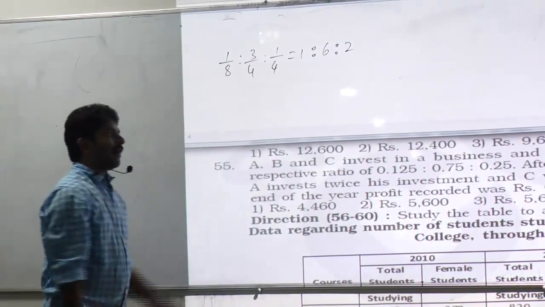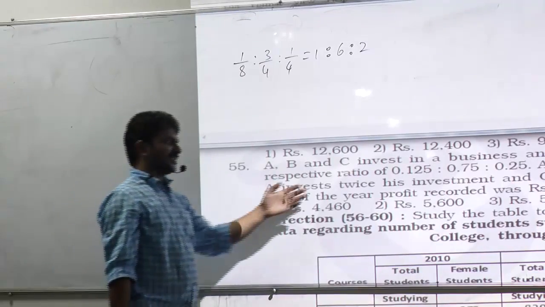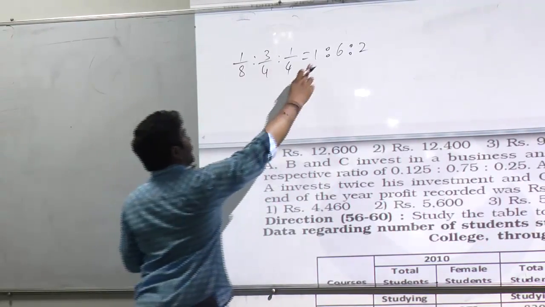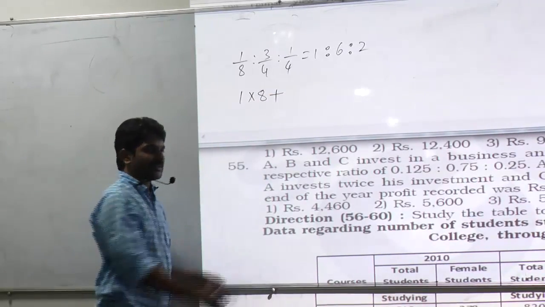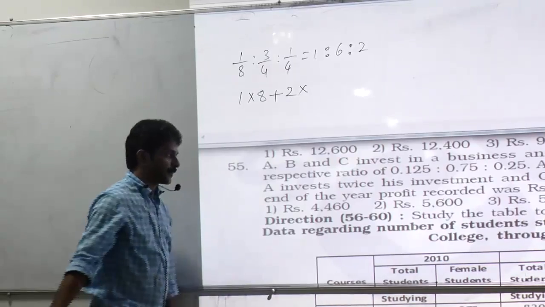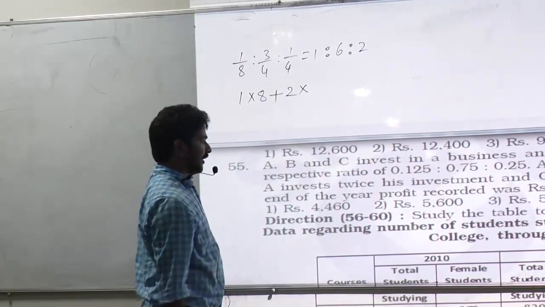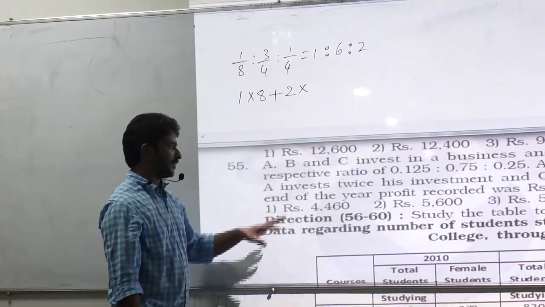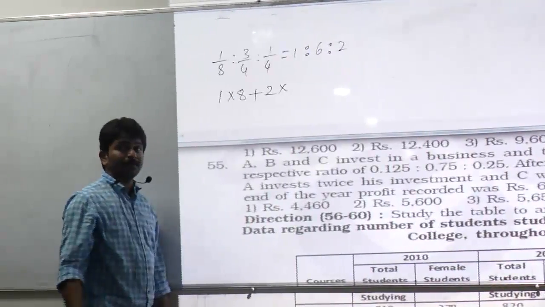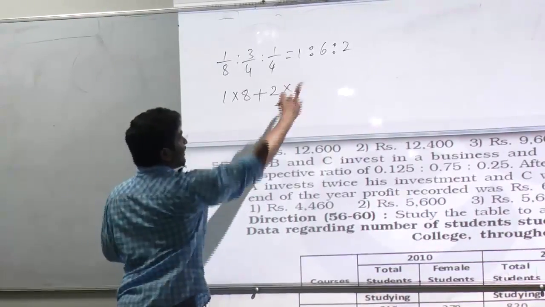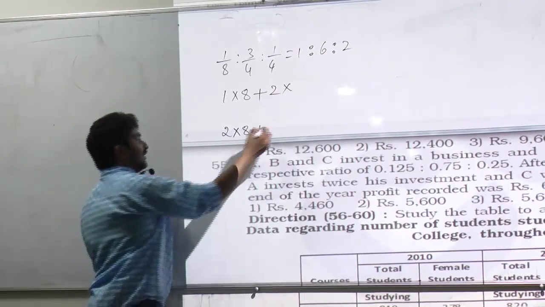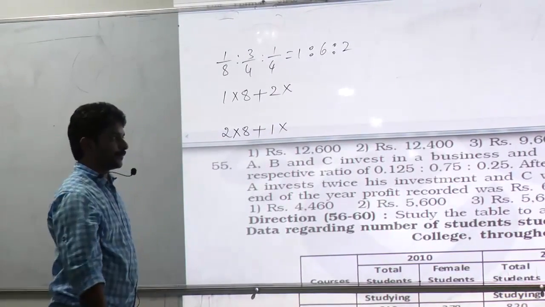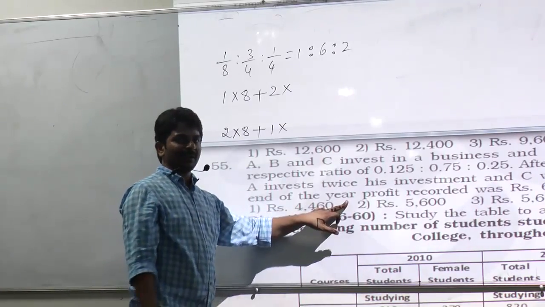Now, after 8 months from the start of the business, he invests twice his investment. So here one part is there for 8 months, then he invested twice, that is 2 parts. We'll do it. We don't have clarity yet, so let's hold on. And C withdraws half of his investment. When was that? After 8 months. So C invests 2 parts for 8 months, and after that he withdraws half. In the sense, 1 part will be there. At the end of the year another clarity came.